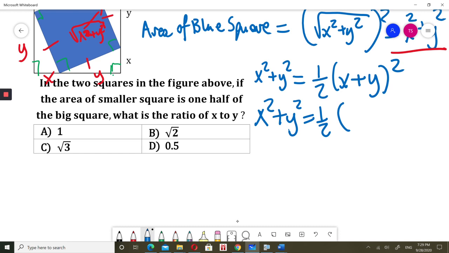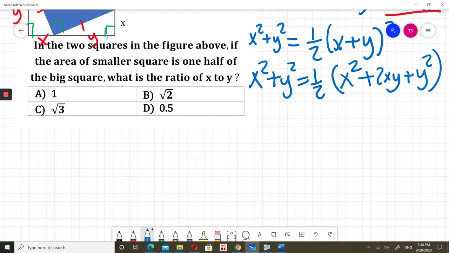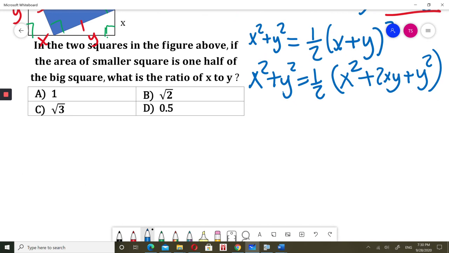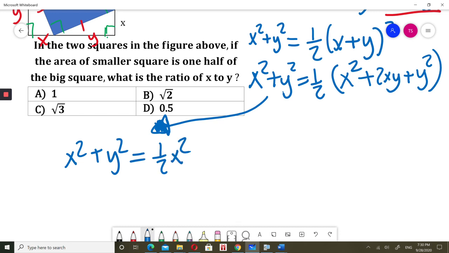(x plus y) squared is the square of the first thing, x squared, plus 2 times the first thing times the second thing, 2xy, plus the square of the second thing, y squared. Then I'll just multiply out the brackets slowly. So again, x squared plus y squared equals 1/2 times x squared plus 1/2 times 2xy, which is just xy, plus 1/2 y squared.